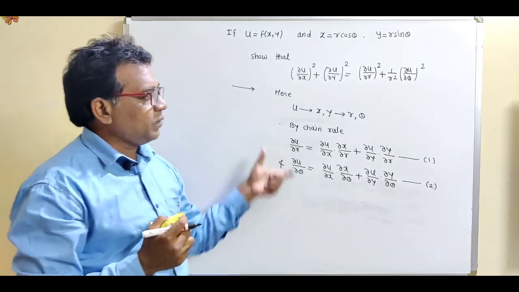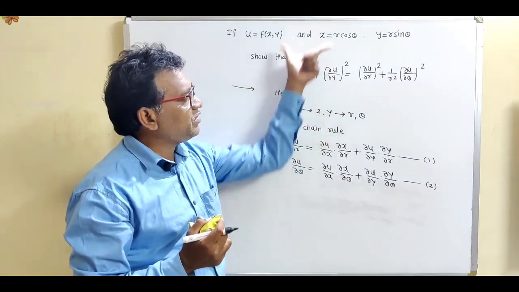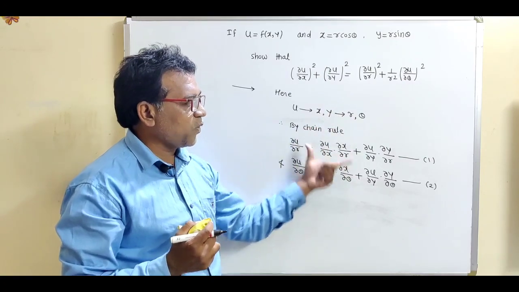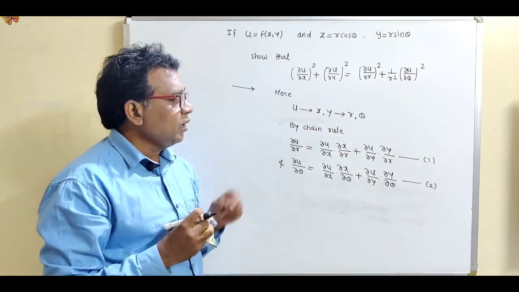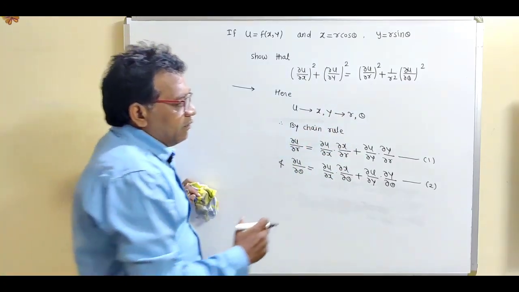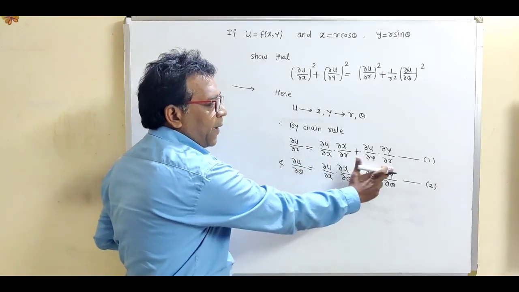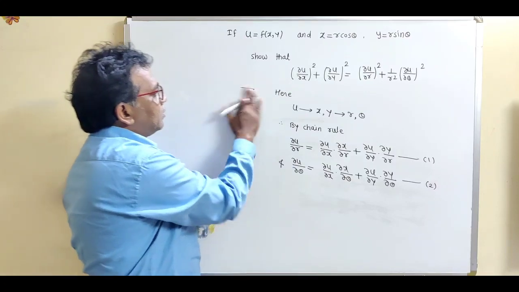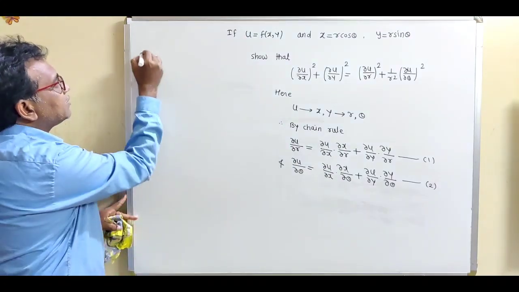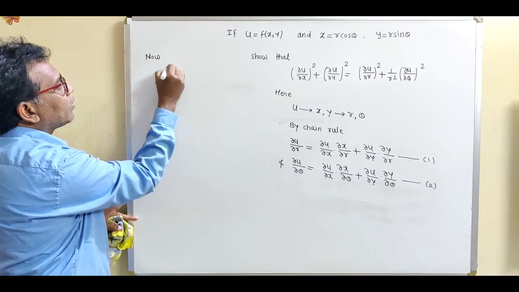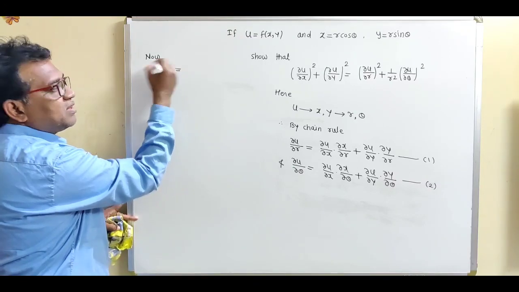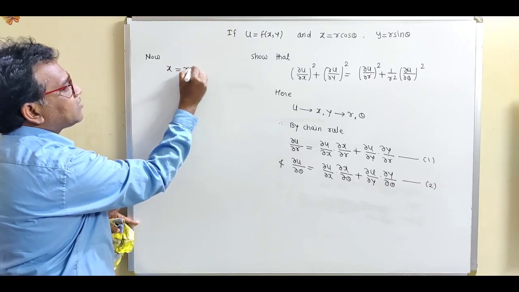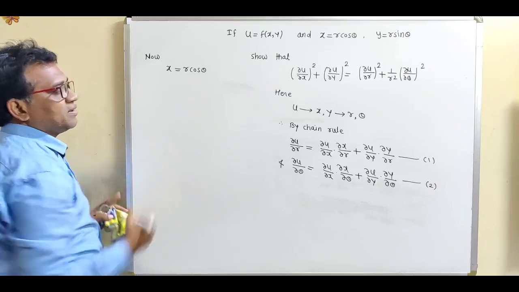So this is our first step, to identify the given chain and write the corresponding chain rule. Now what is the next step? We have to find these 4 partial derivatives by using this x and y. So write down the values of x and y. So right now, this is the given value: x equal to r cos theta, that is given.